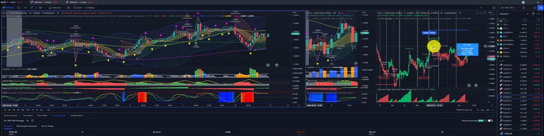Euro Aussie dollar, we had a price target to the upside at 1.55551.